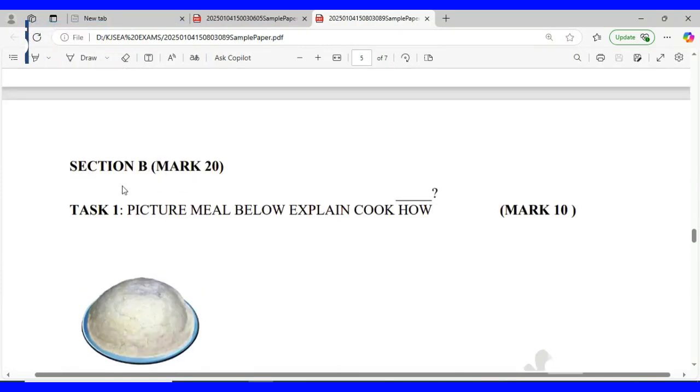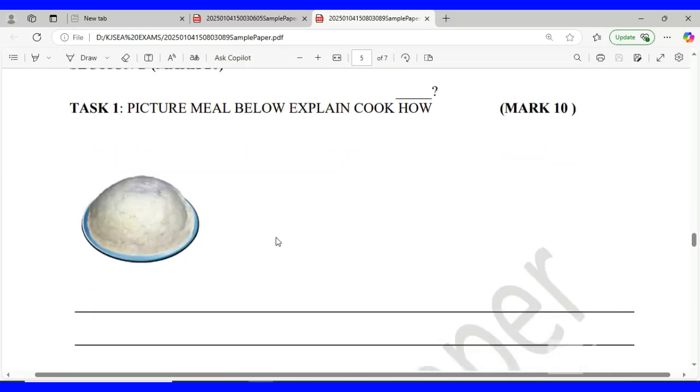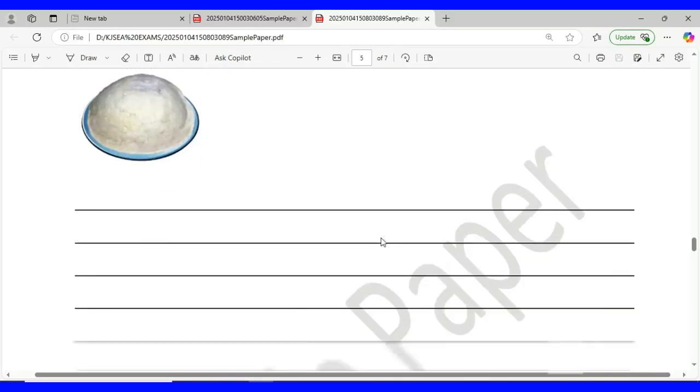Task number 2, that is section B. Task 1, containing 10 marks. Picture meal below, explain cook how. So that is how the sign language is written, and they know how to interpret that. For you who is doing English, you may be wondering what kind of language this is, but this one is called KSL, Kenya Sign Language, and they know what they are saying.